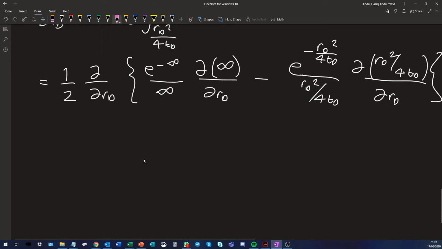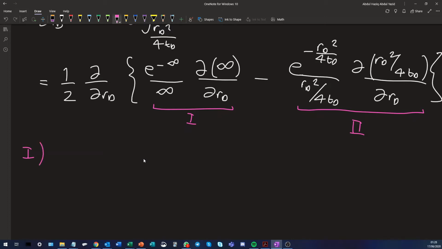So first, let's label these. I'm going to label this as 1 and this as 2. So let's deal with 1 first. So that looks kind of nasty. We have some strange things going on over here.